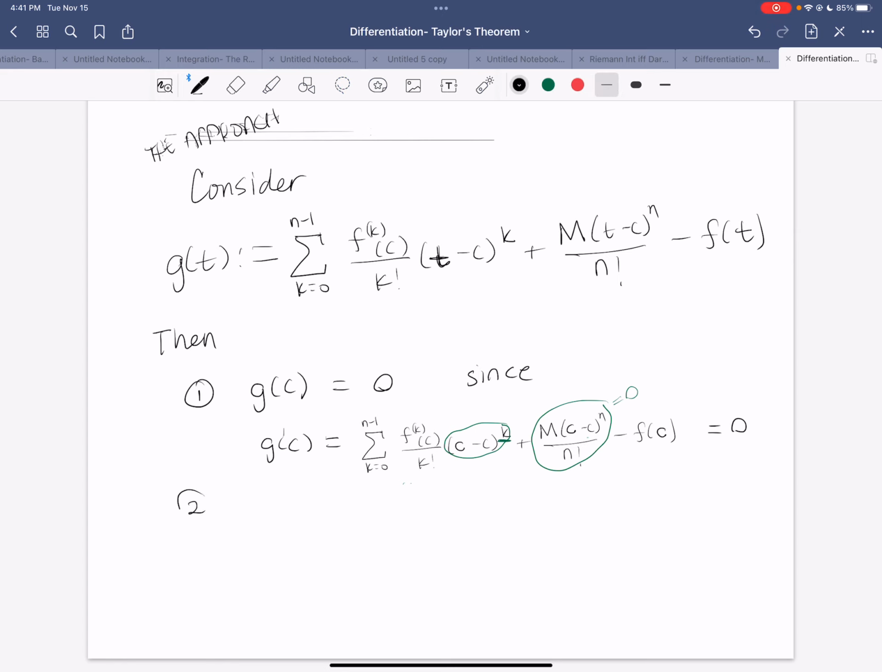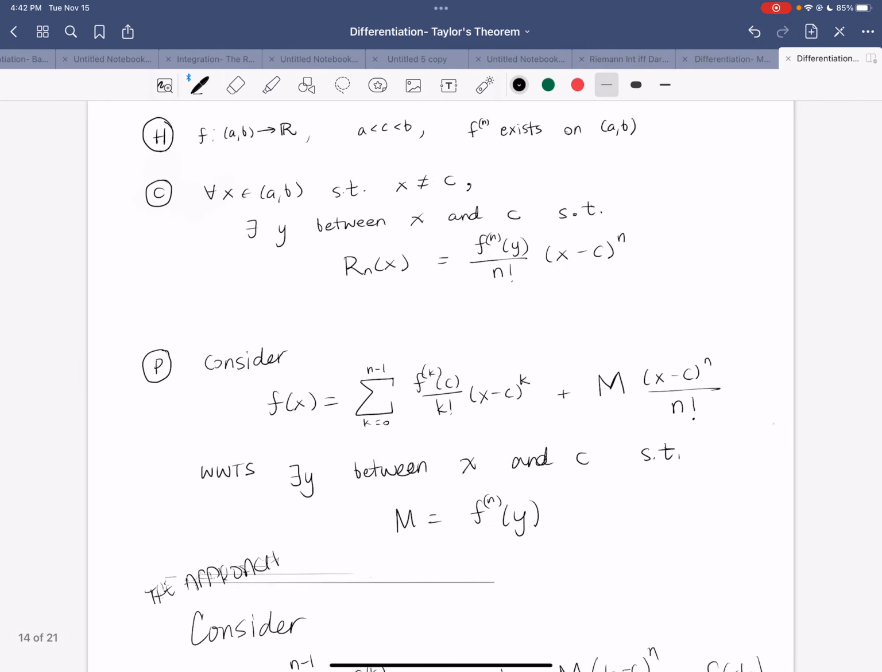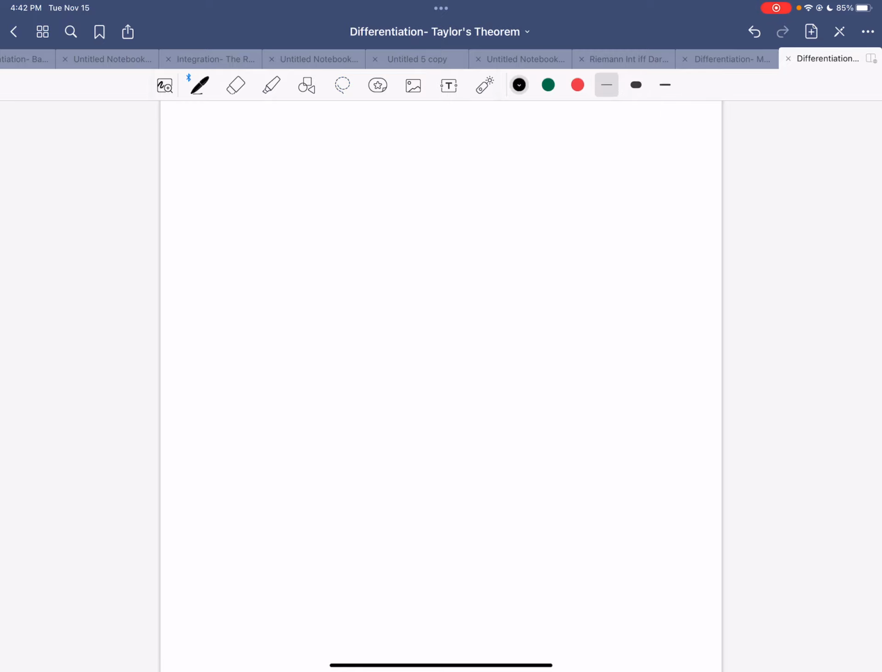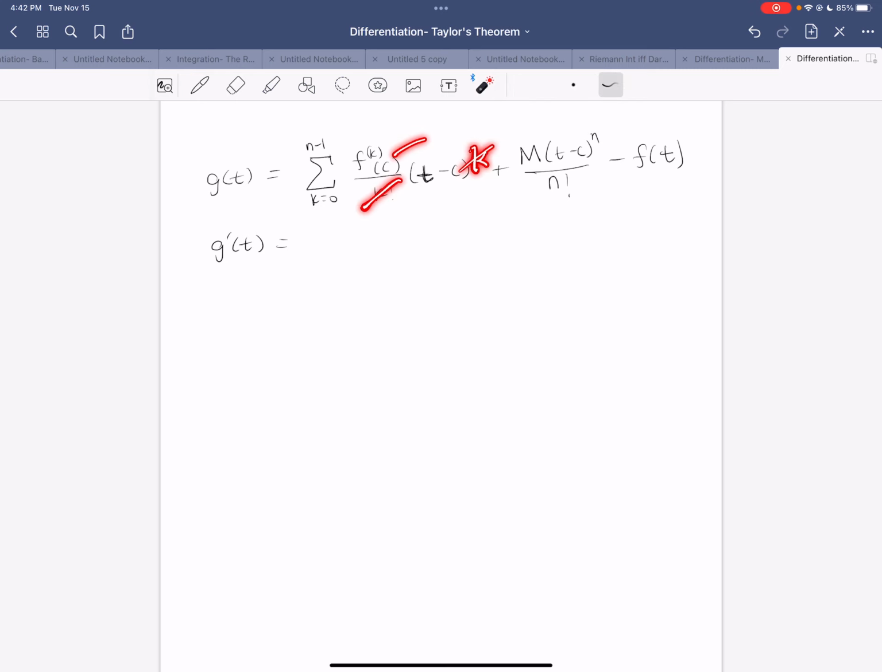The second thing that's true is that the derivatives of g at c are all equal to 0. Now let's see why this is true. So if I look at my formula here, I think I wrote it down here. So this is g of t. So now g prime of t, for instance, is going to be, if I take the derivative here, the k is going to come down, right? So the k and that k factorial. So I'll have the kth derivative at c over k minus 1 factorial, t minus c to the k minus 1. And I'll start at 1.